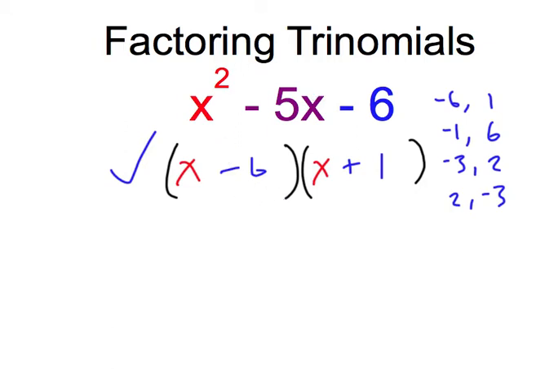If I were to expand this, and I'll just show you really quickly through expansion, x times x would give me my x squared, and then the last 2 terms, negative 6 times 1, gives me my negative 6, and then the combination of the insides and the outsides, so 1 times x is positive 1x, negative 6 times x is negative 6x, 1x and negative 6x will combine to give me my negative 5x. Once you factor, you could always expand again to make sure that you did it correctly.